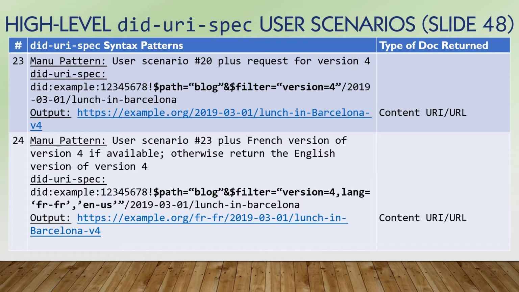And here's a second set of extensions. And here what we're really showing is how the different options can be composed. So here we see $path being composed with $filter to get version 4 of a particular URL for a particular blog article. 24 takes that composition a little bit further. We're looking for a blog URL that corresponds with version 4 of an article, and we're looking for the French version of that article, and if the French version isn't there, we'll take the US English as the default.